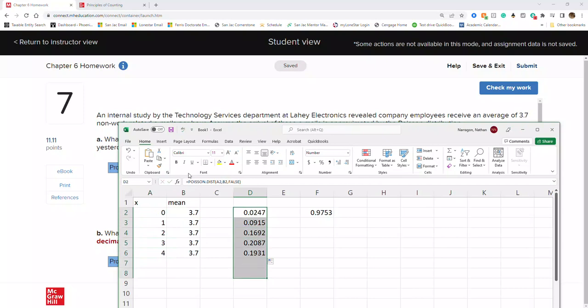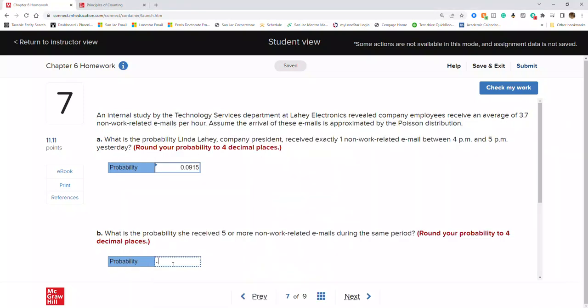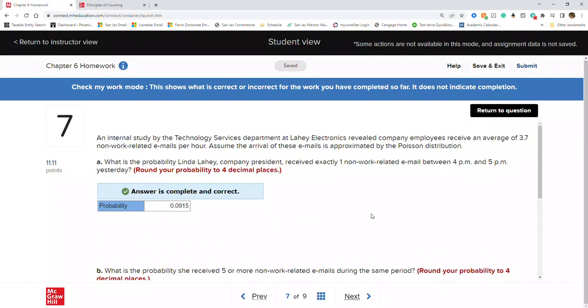Next, we're going to find the sum. So again, I'm going to go ahead and just use auto sum. And so that is if it's 4 and below, or 4 and less. So if we want to find 5 and more, we take 1 minus this number. Hit enter. Ends up being 0.3128. Wow.